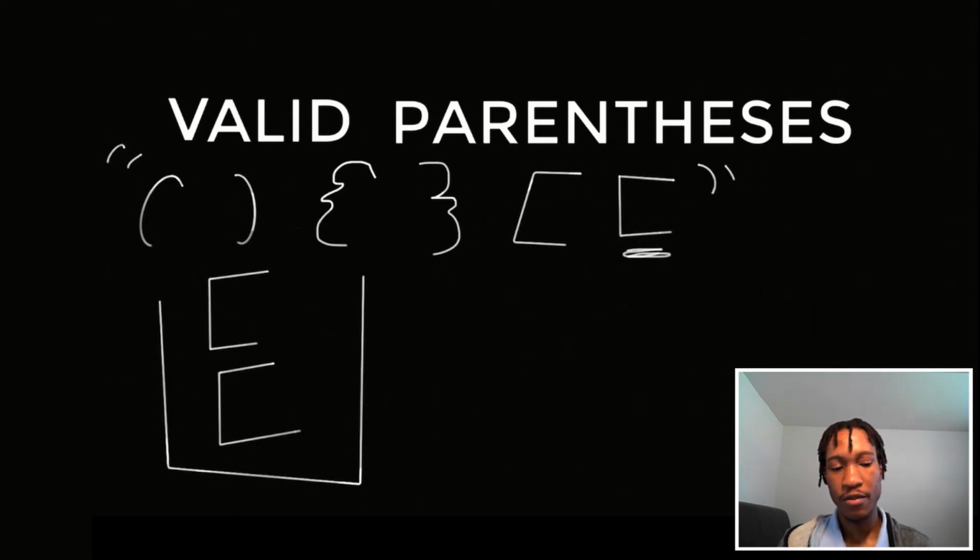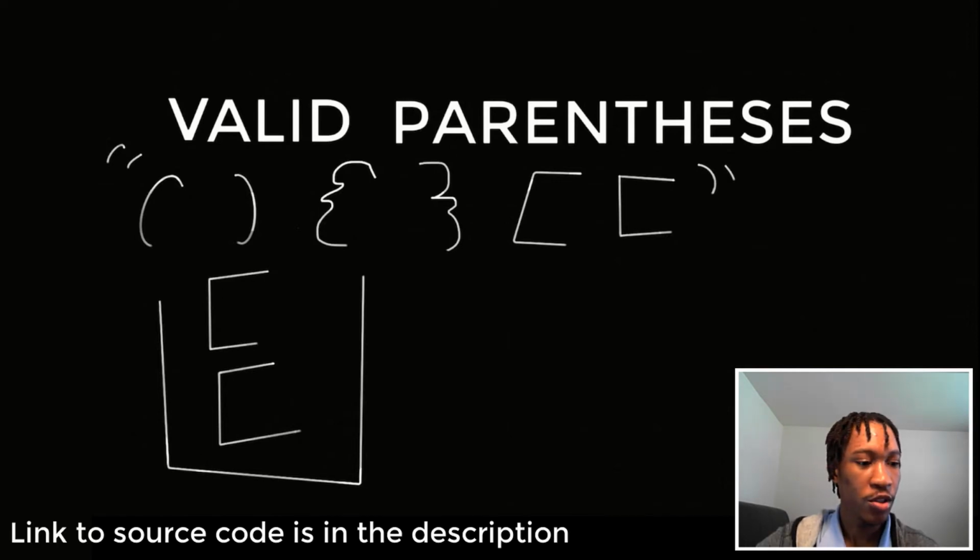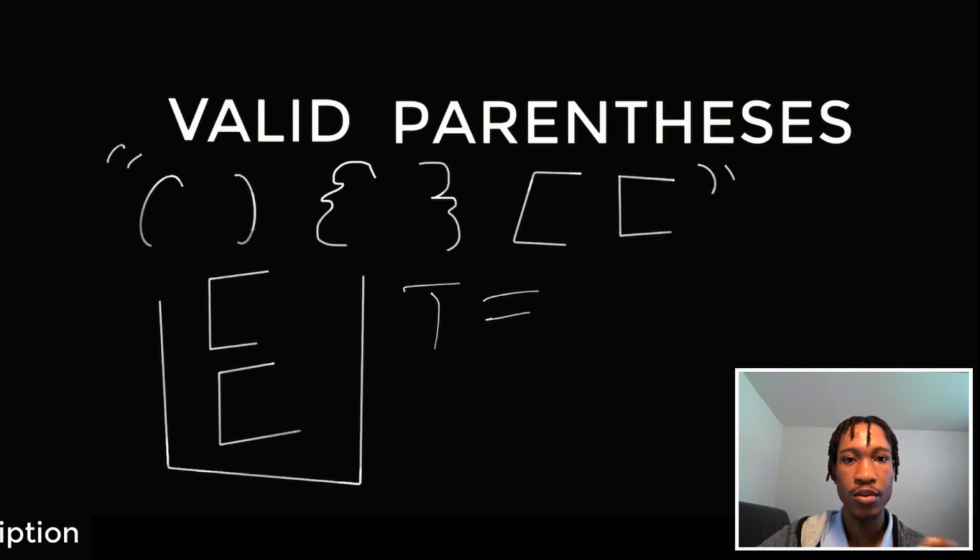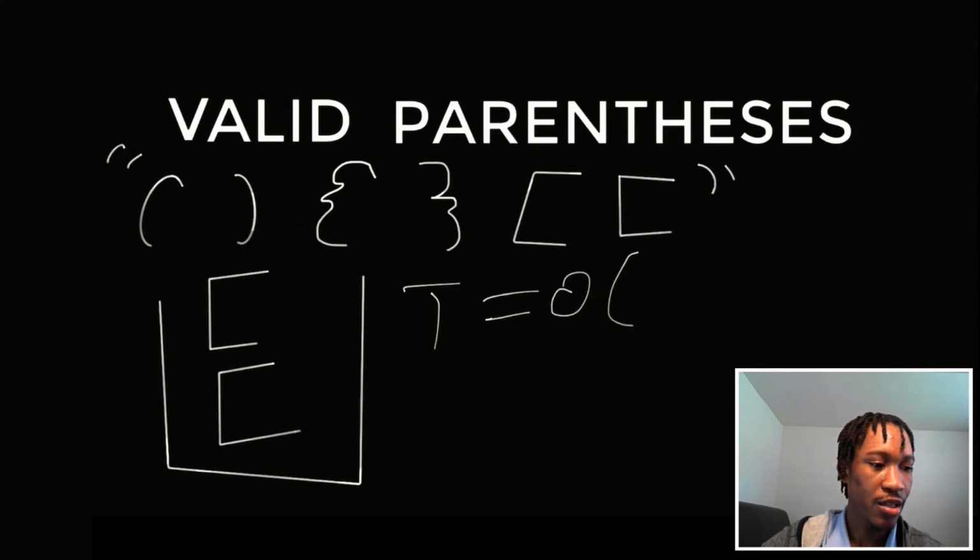So that's pretty much it for this question. Let's dive right into the code. Oh wait, let's talk about the time and space complexity, because I'm changing the structure of my videos now. I want to talk about time and space complexity first before diving into the code. So for time complexity, we're iterating through all the values in the string. So that's going to be O of n time, where n represents the number of elements in the string.